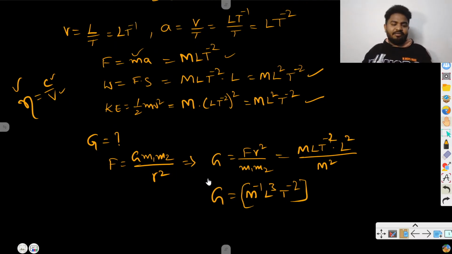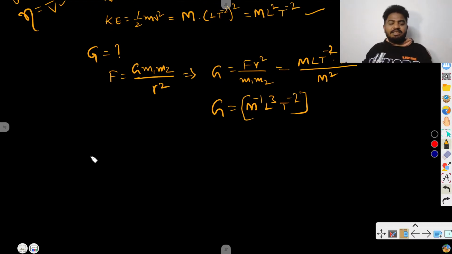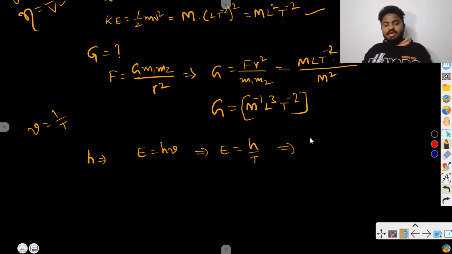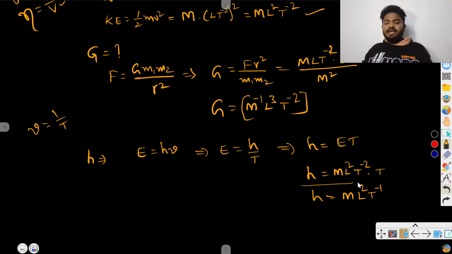One more constant we will take for dimension formula: Planck's constant. The simple equation is E = hv. Here, frequency is nothing but the reciprocal of the time period, so E = h / T. From this, h = E into T. The energy dimension formula is ML^2T^-2 into T, so you will get ML^2T^-1. This is the dimension formula for Planck's constant.